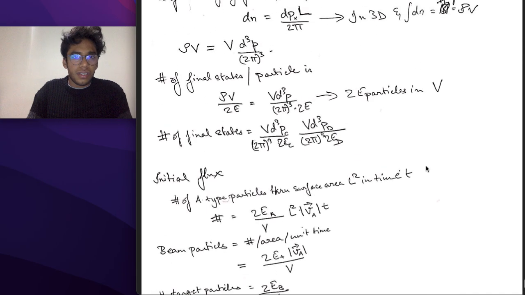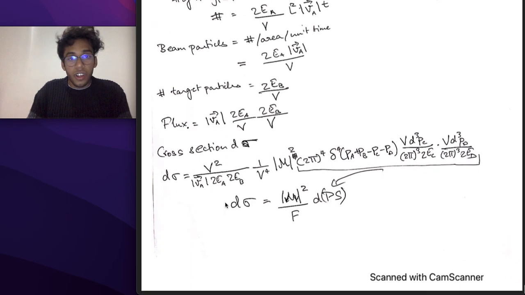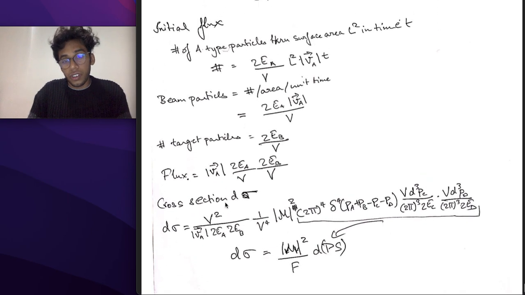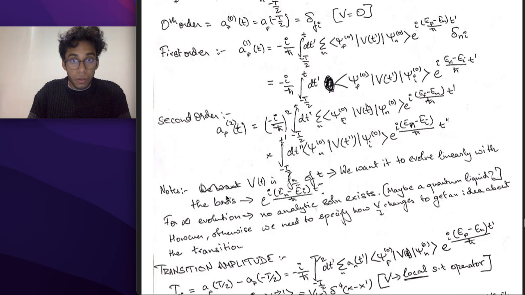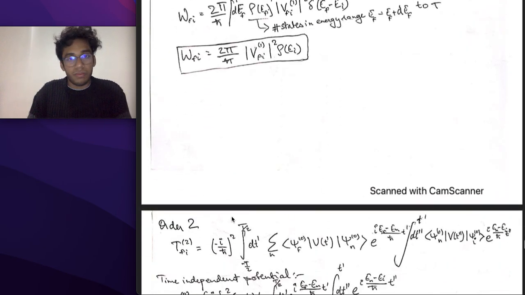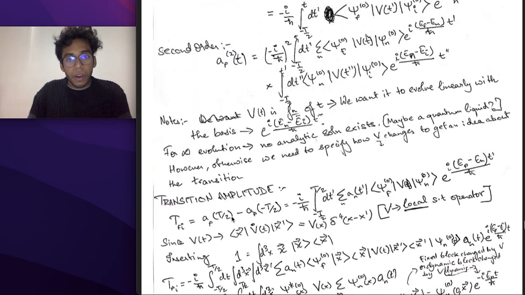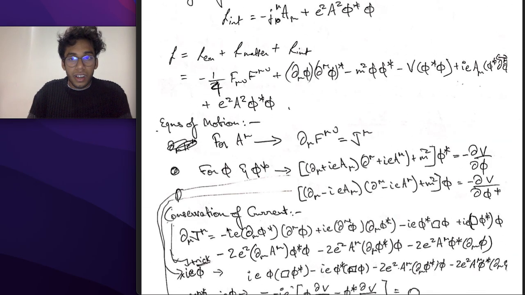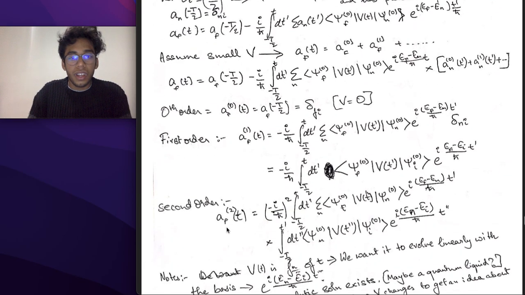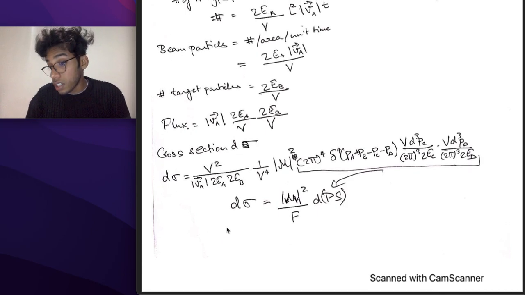And as you can see, you can define the number of final states, and then you can define your initial flux, and then you finally end up with a formula for your cross section. So this whole cross section thing has to be solved using problems. Otherwise, the theory is pretty simple. The difficult part is understanding these transition amplitudes and trying to make physical sense of the transition amplitudes. But anyway, that's it for the lectures.